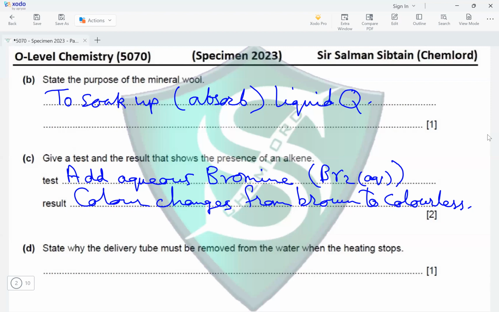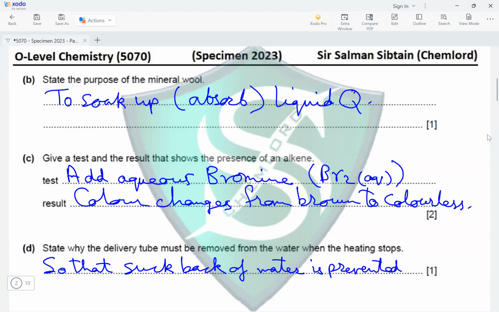So, how do we write this? We write so that suck back of water. This is what it is called. Suck back of water is prevented when the apparatus is cooled.